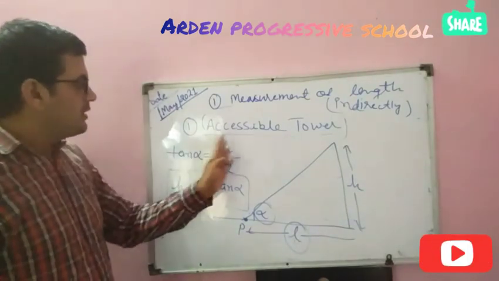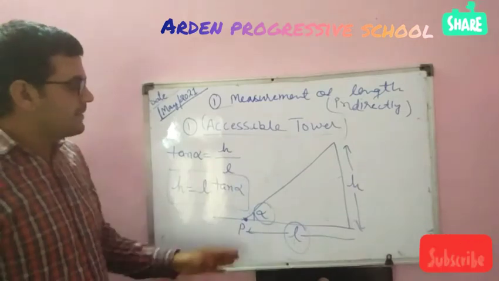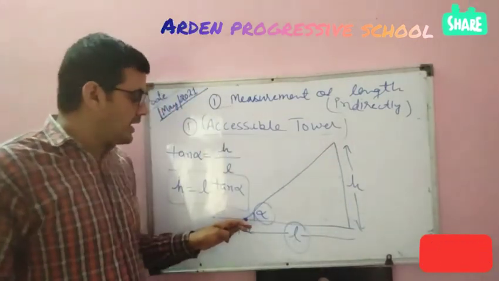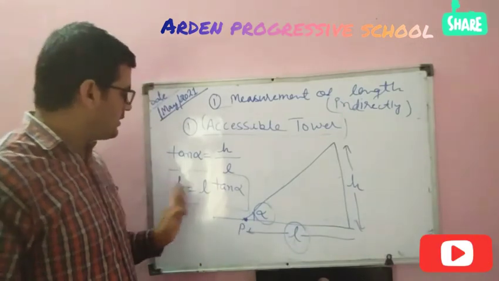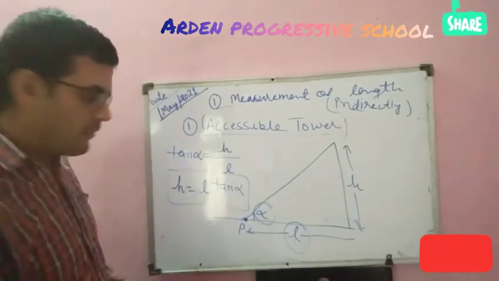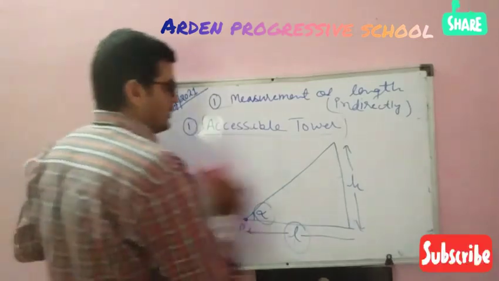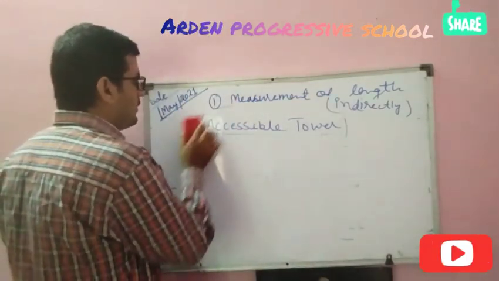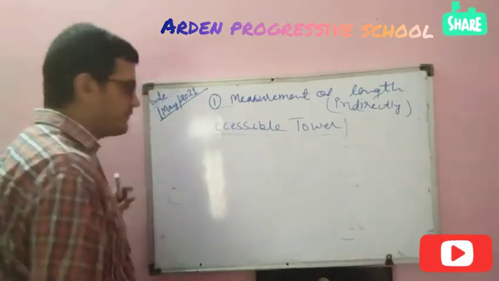This is the indirect method. Indirect method means we have not used any instrument and we have found its height from this point. Okay, and we can calculate this. Now we will study measurement of length by indirect method for an inaccessible tower.